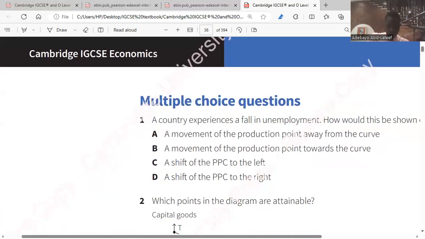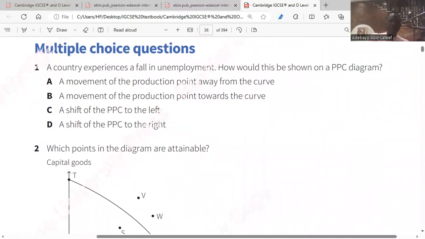We go to multiple choice questions. A country experiences a fall in unemployment. How will this be shown on a PPC diagram? A fall in unemployment. It's a shift of the PPC to the right. A shift of the PPC to the right, which is the same as what? Outward shift. Thank you.